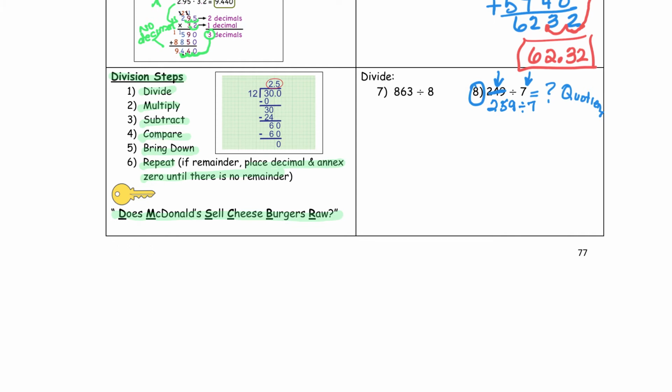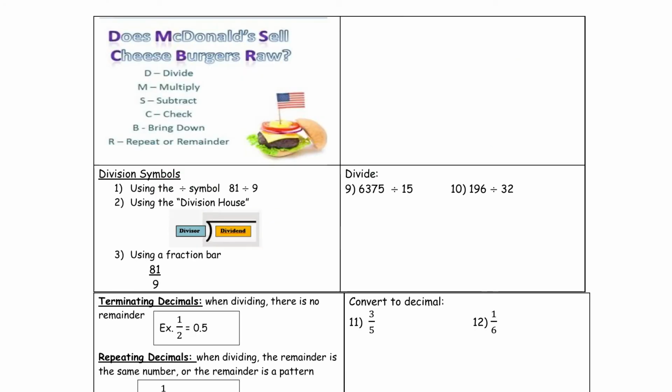So this number here, that first number, that dividend, goes inside the division house or the division box first, and there's your divisor. Take a second, do the division. And your final answer is 37. On this page here, here's another one. Does McDonald's sell cheeseburgers raw? There are your steps for dividing decimals.